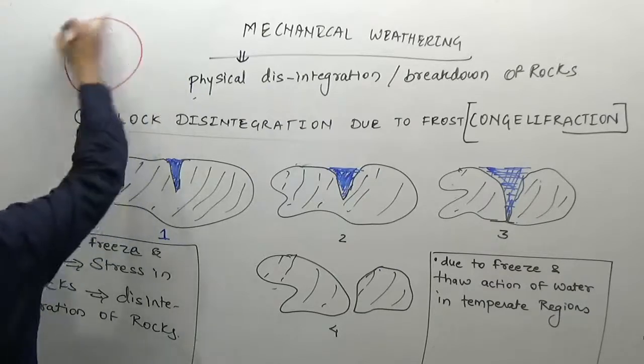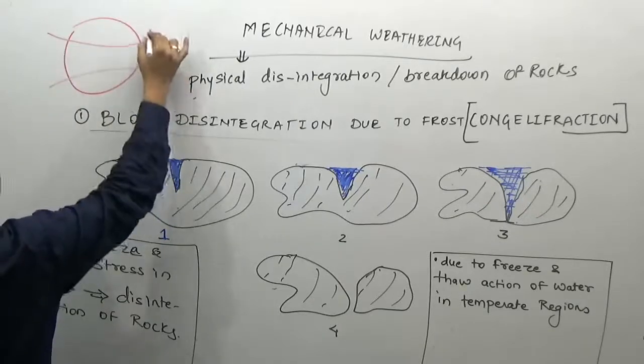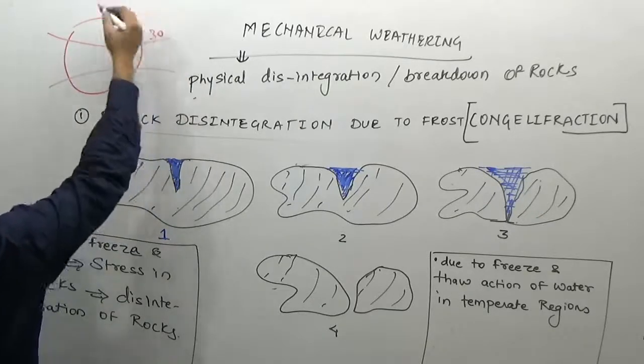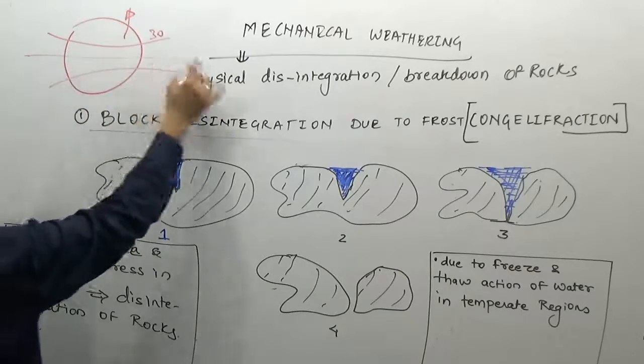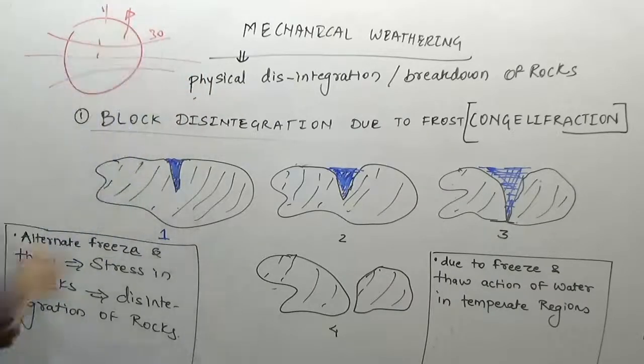By higher latitudes we mean 30 degrees north and above, that is, 35 degrees north and above. As you go away from the equator towards the pole, you are going into the higher latitudes. In those regions, especially in the winter regions, this will occur, that is the freeze and thaw action of the water.